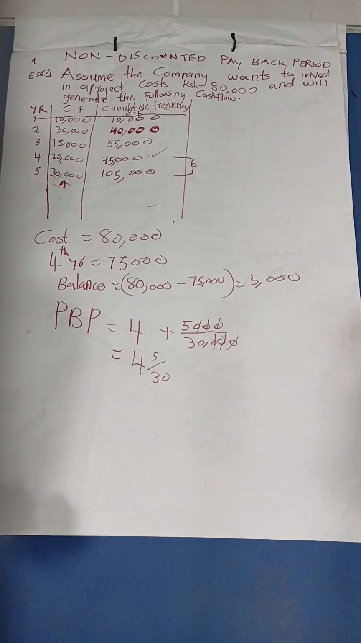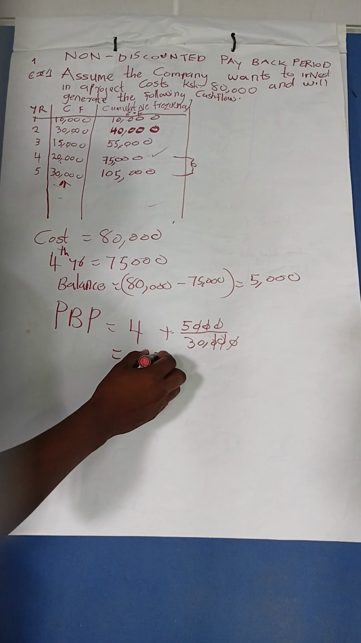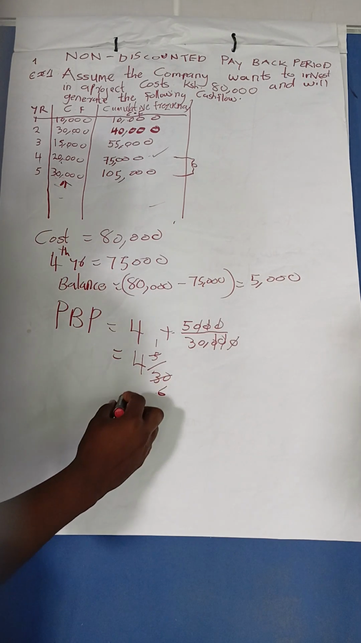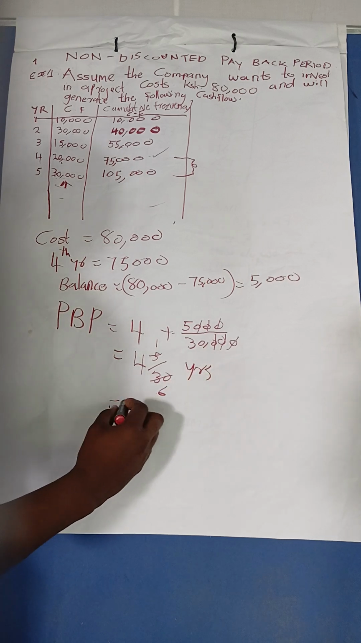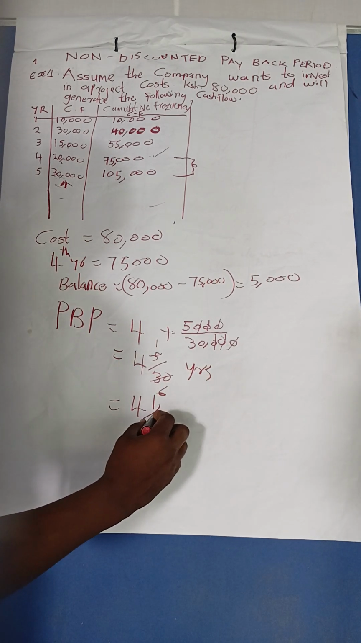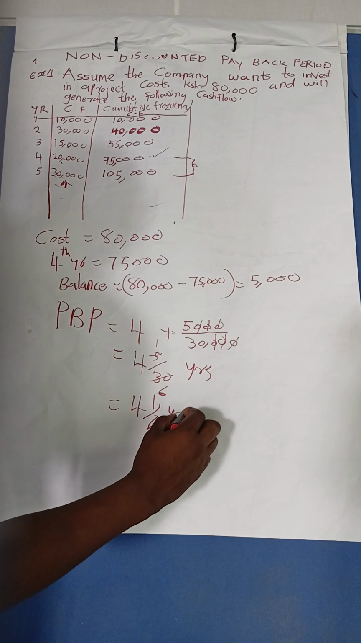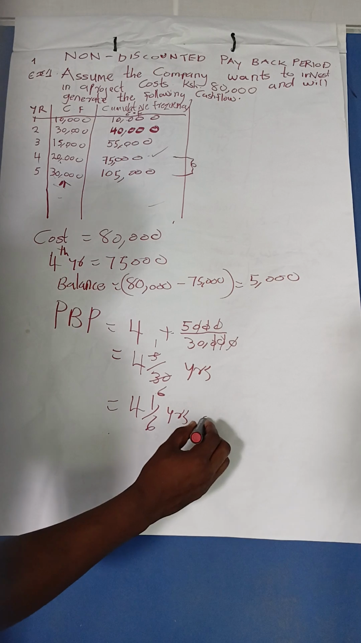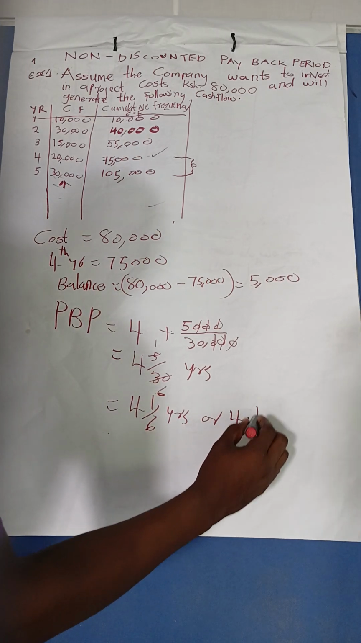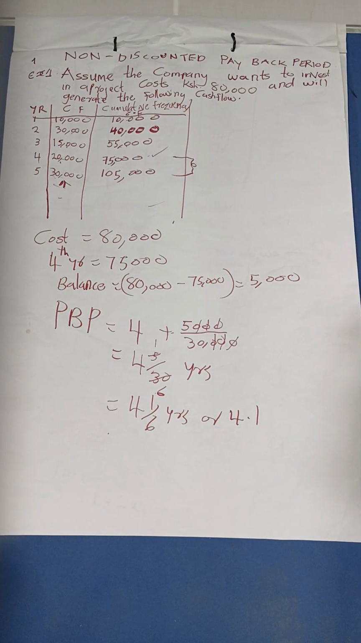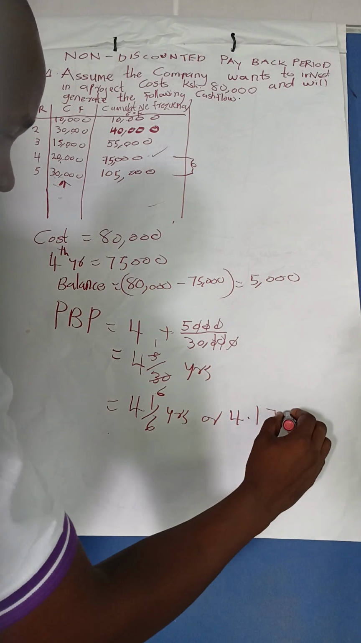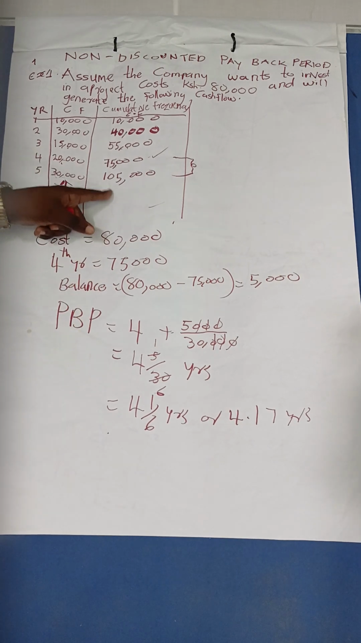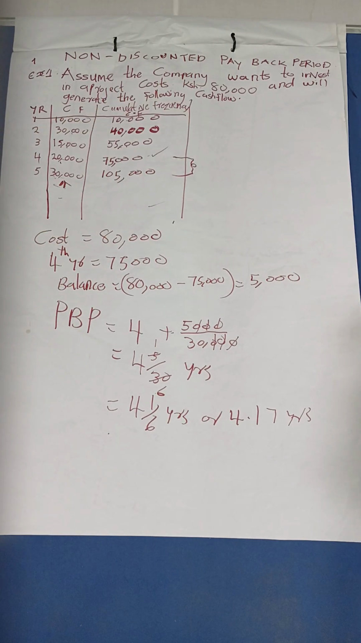Or you can say, let's say, here 1, here 6. So it can be the same as to say I will be having 4 years 1 over 6 years. Good. Or you can put it in decimal places and say it can be 4.17 years. Good. So this is the total number of years that we are going to recover this 80,000.